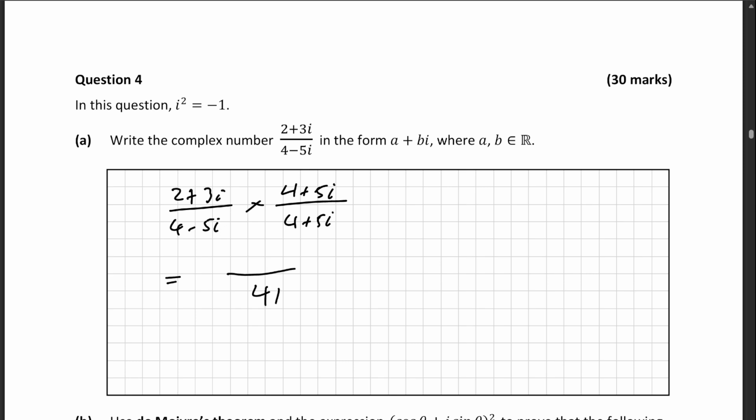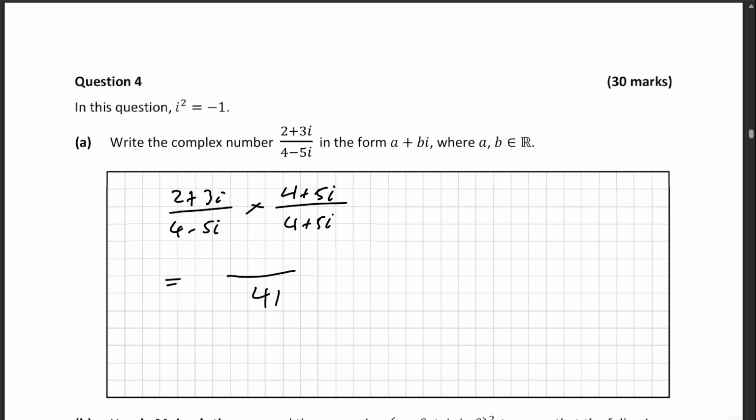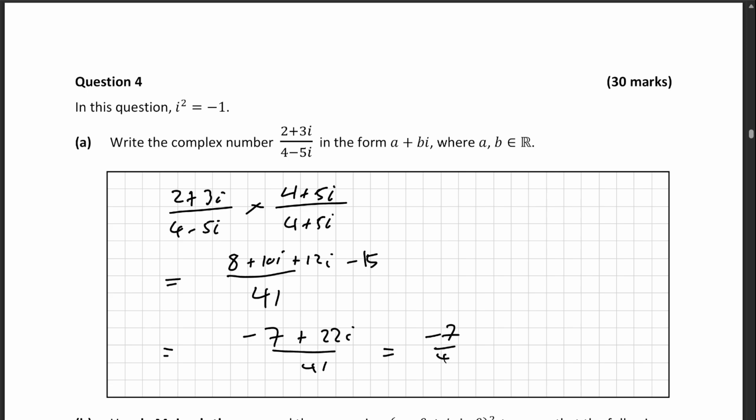And then we'll have 2 lots of 4s. Why does that keep happening? Okay, 2 lots of 4 is 8. 2 lots of 5i is 10i. 4 lots of 3i is 12i. And then 3i by 5i is minus 15. So that's minus 7 plus 22i over 41, which is minus 7 over 41 plus 22 over 41i, and I feel like I've done something wrong.